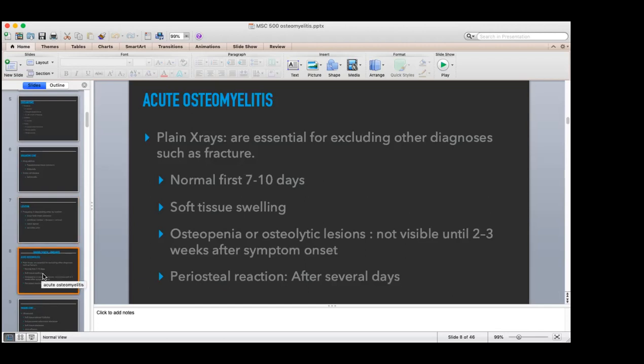So what do we see when we do imaging for acute osteomyelitis? So for the first 7 to 10 days, you may see nothing. So you will have a patient, a mother brings in a child, tells you, my child has not been able to step with his leg.